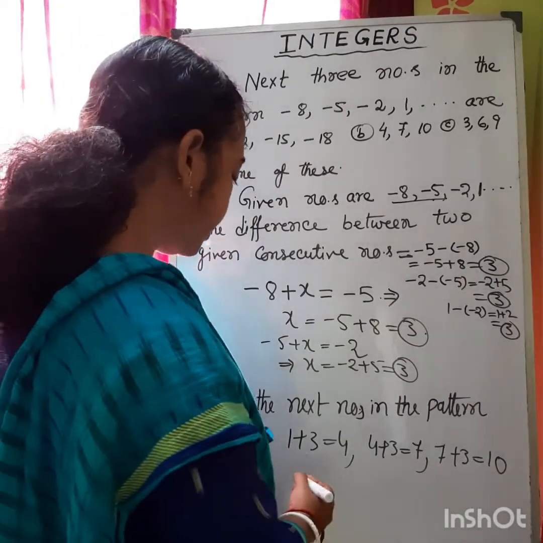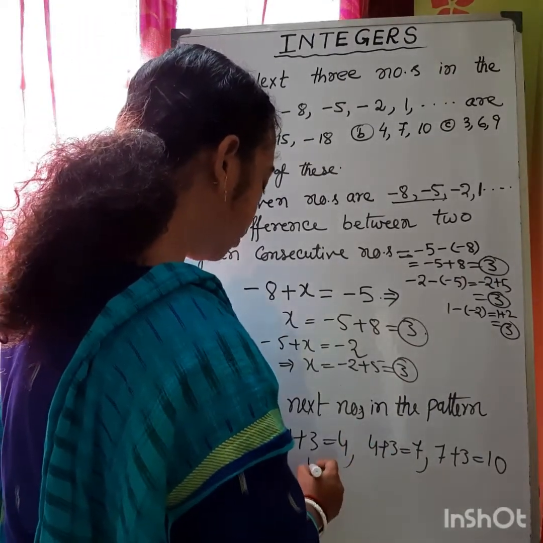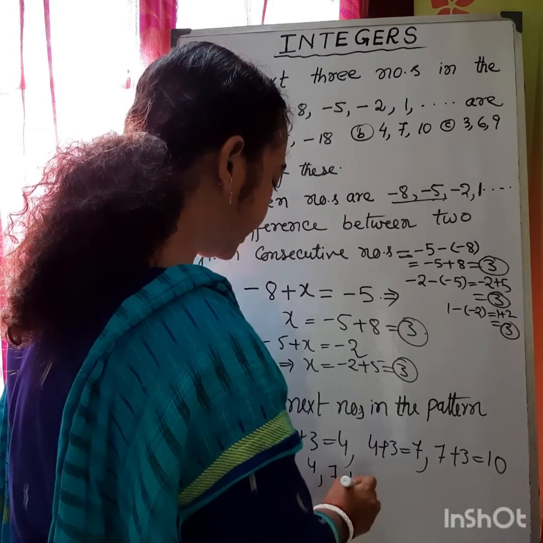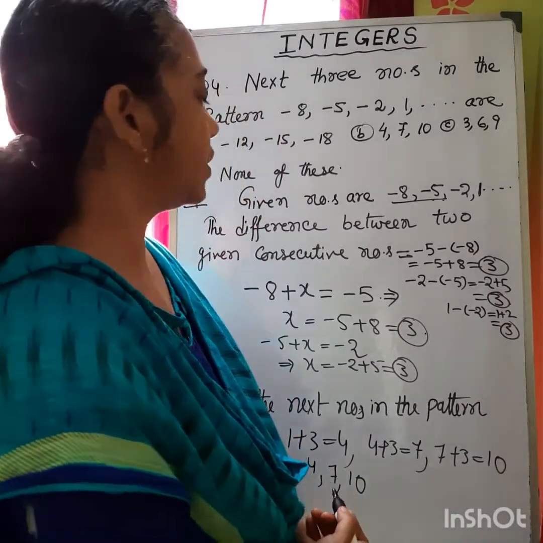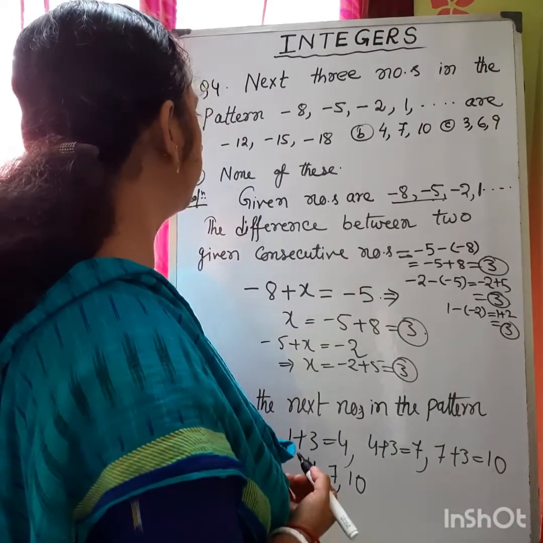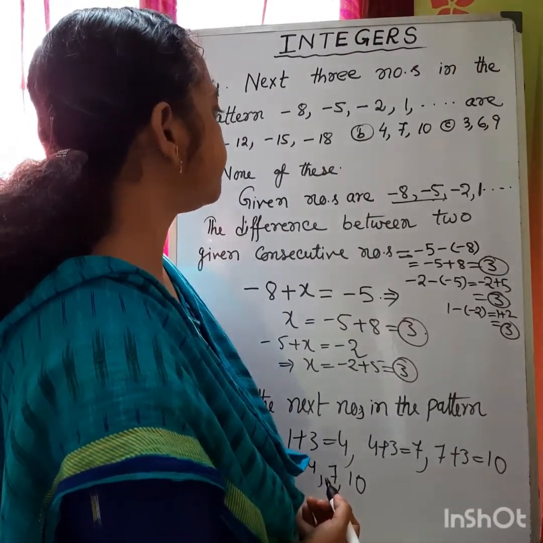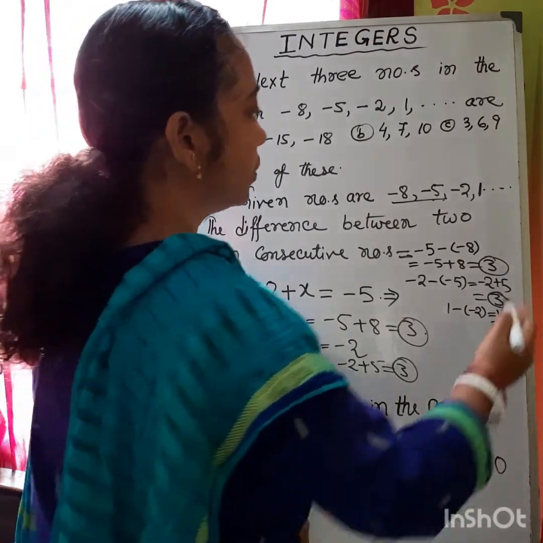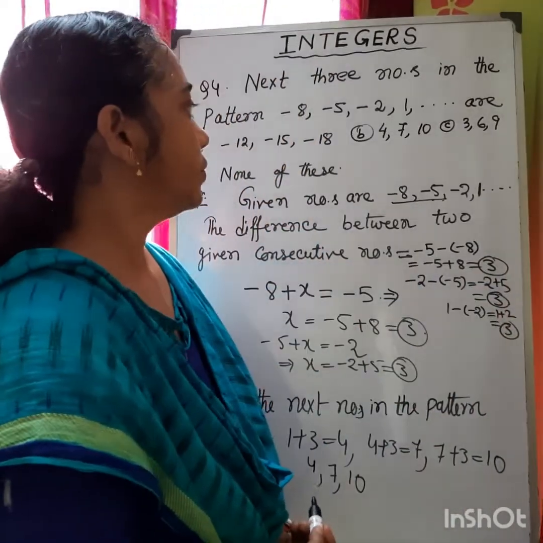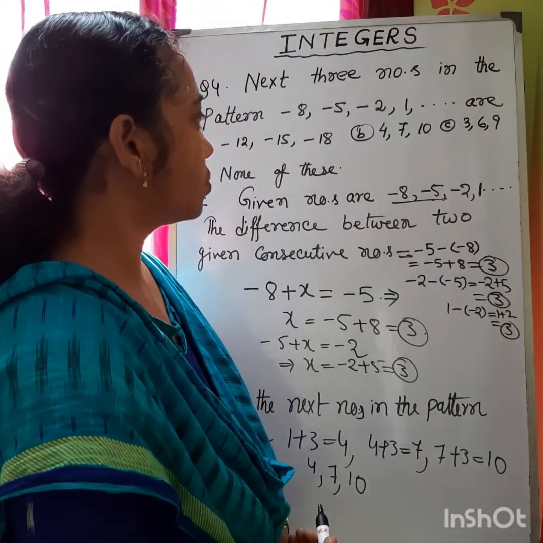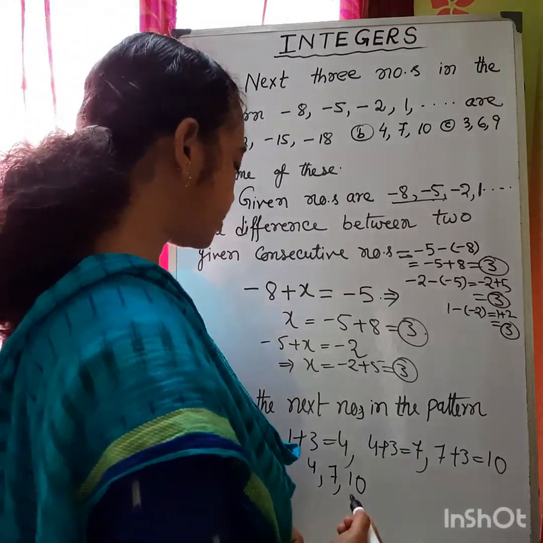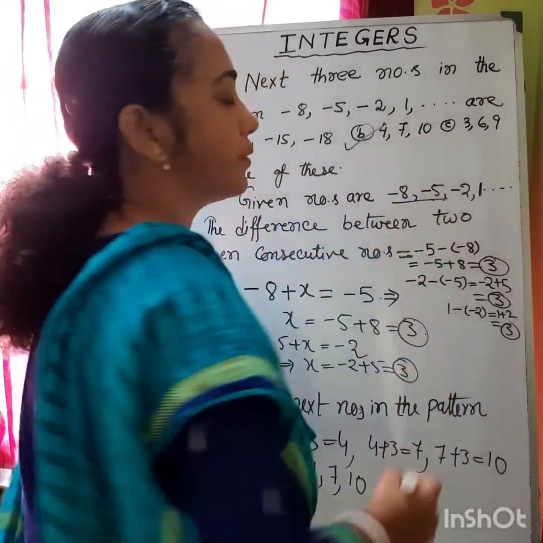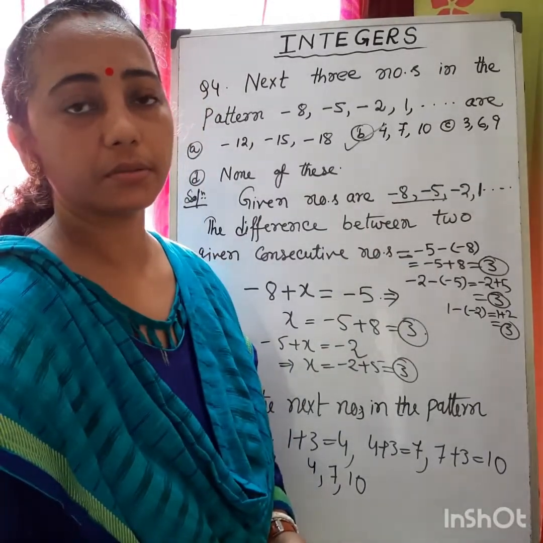So the next three numbers in the pattern will be 4, 7 and 10. In this question the options are given -12, -15, -18. So this we will not consider here because it is going in the negative direction. So we will consider the positive number, that is 4, 7, 10. Next is 3, 6, 9, none of this. So the correct option will be 4, 7, 10. That is the B option.